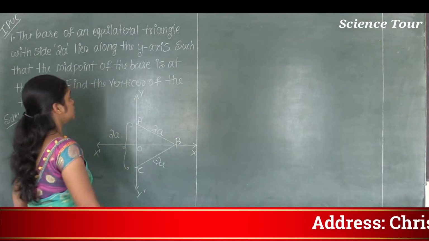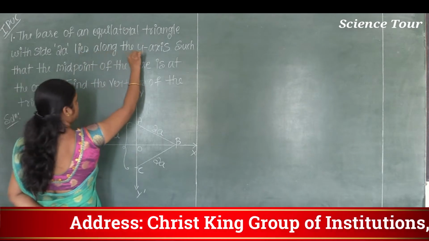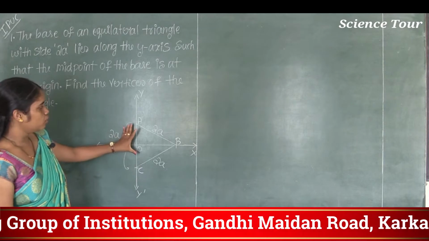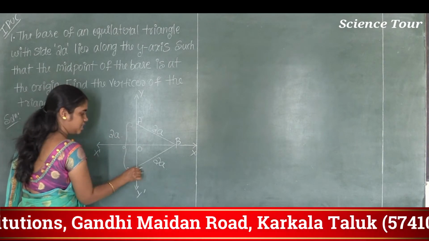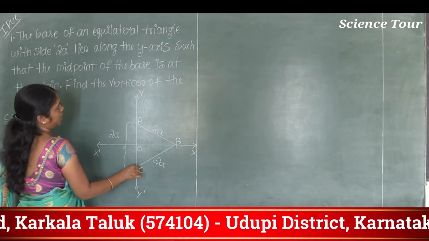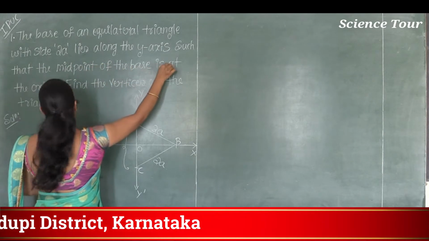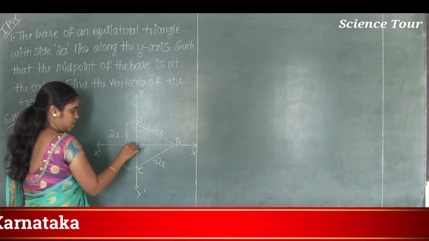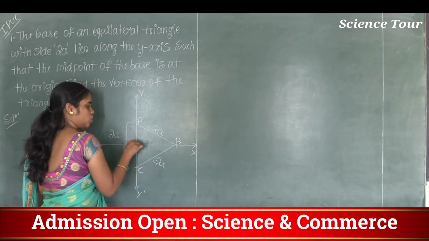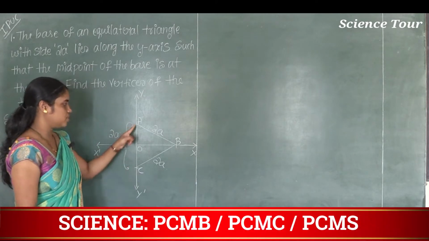So, the base of an equilateral triangle lies along the y-axis. Here, this is the y-axis. So which is the base here? AC is the base of this equilateral triangle, such that the midpoint of the base is at the origin. See here, point O is nothing but the origin. So this origin point O is nothing but the midpoint of this AC.